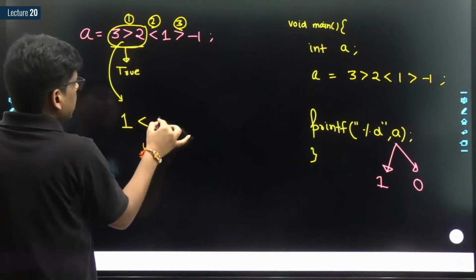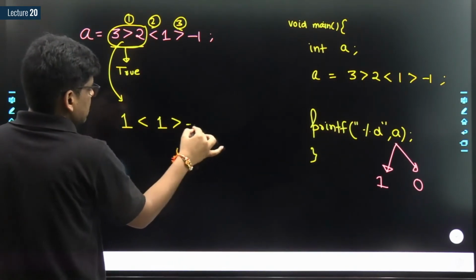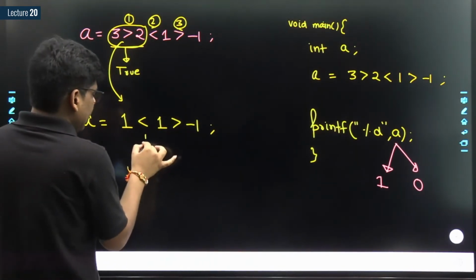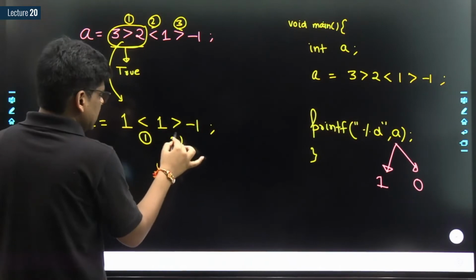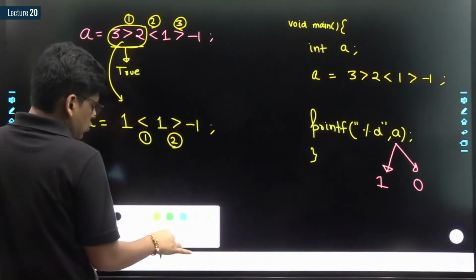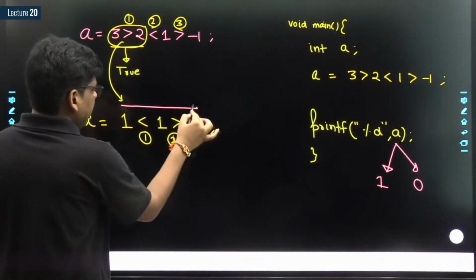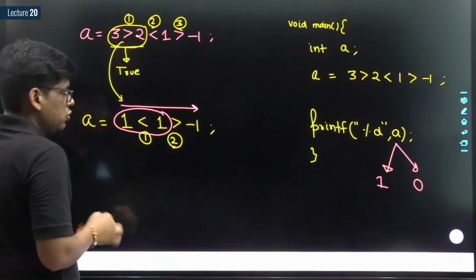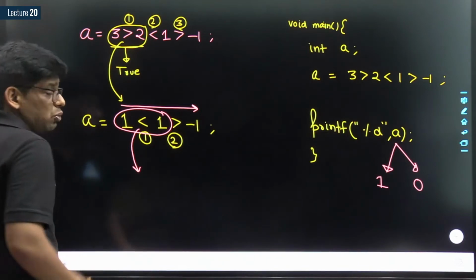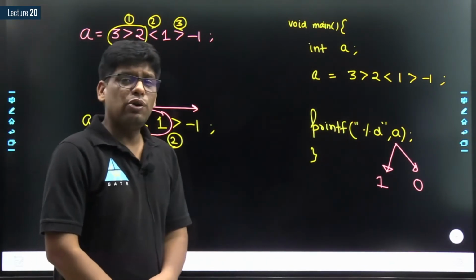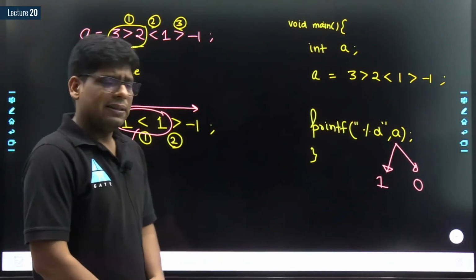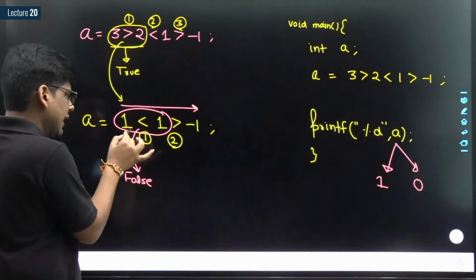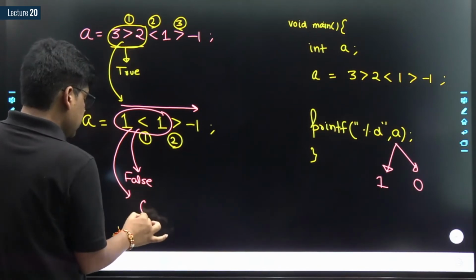Remaining, let me copy it as it is. Okay, sir. Now again, I have two operators, first and second. Because the associativity is from left to right, and when we move from left to right, this operator used to come first. So, if I ask you, is it true that 1 is less than 1? No, sir, 1 is not less than 1. That means this statement is false, and that is why the result is 0.